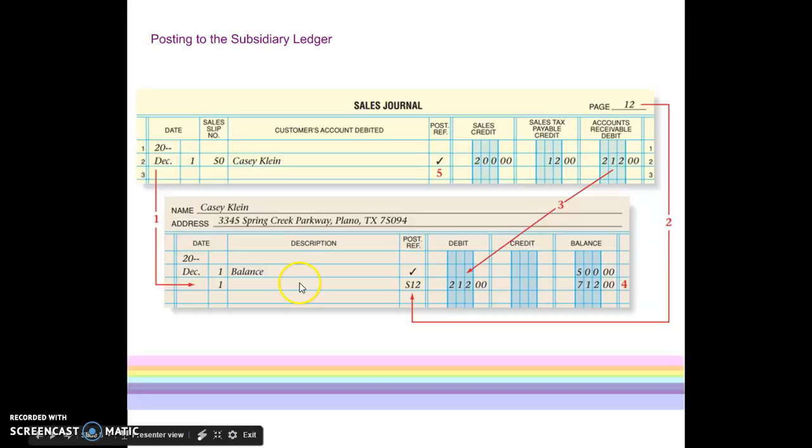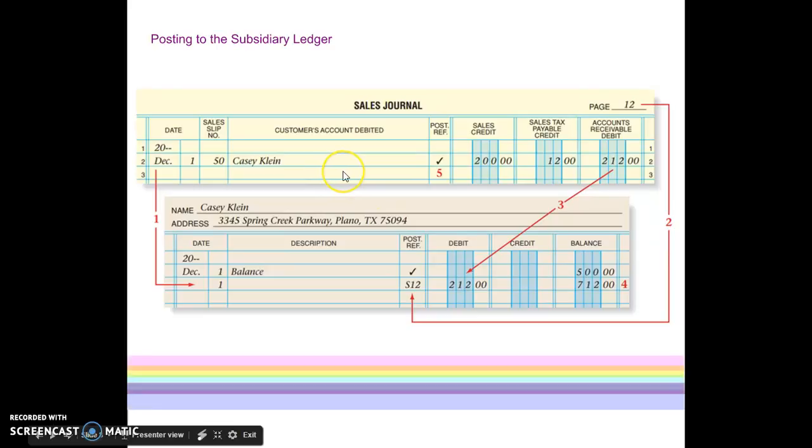The subsidiary ledger. We get to posting. We talked about this briefly in the last couple of chapters, chapter 14 and 15. However, we put off the posting portion to the subsidiary ledgers until we get to chapter 16. So starting now, we are going to be posting these transactions and posting to the subsidiary ledger.